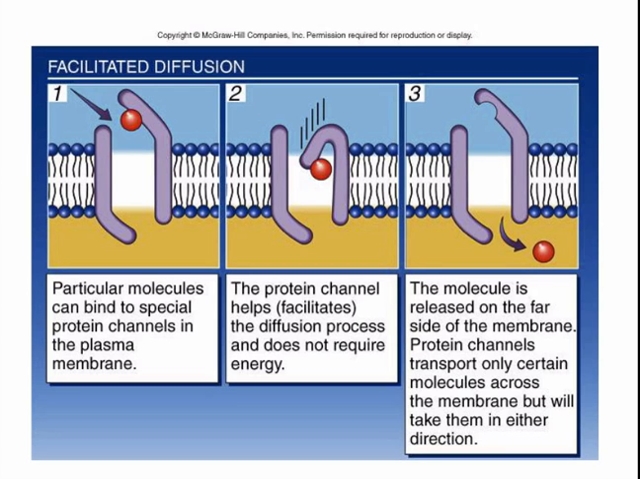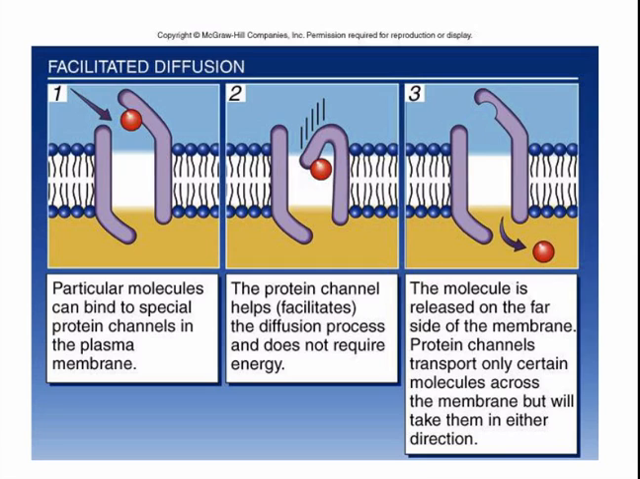Okay, this is another kind of diffusion that's a little bit trickier. It's called facilitated diffusion. On occasion there are, well, I'll read what it says here. Particular molecules can bind to special protein channels in the plasma membrane. Some molecules don't just diffuse through the cell membrane all by themselves, like water, oxygen, glucose, and carbon dioxide do. Some of them need a little bit of help to get through. So they use these protein channels that are embedded in the cell membrane. But the important part, the reason this is called facilitated, is that to facilitate something means to help it along. Diffusion means it doesn't require energy.